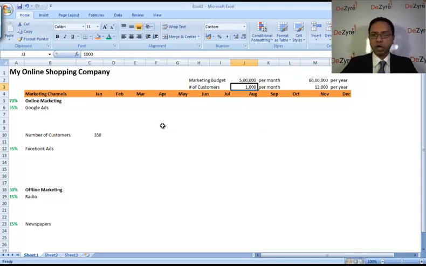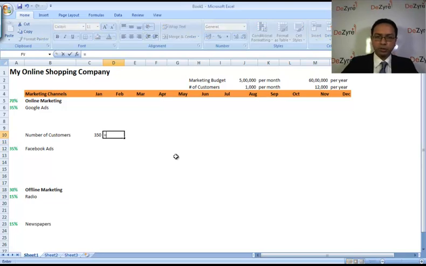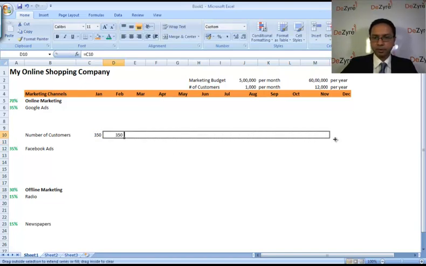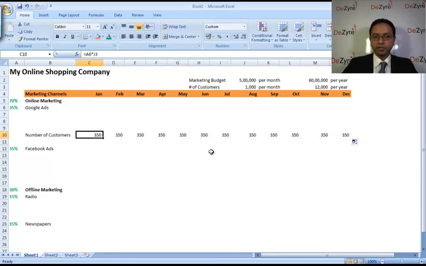Obviously in real life it's not so simple. You might have increasing targets every month, but for the sake of understanding the template, we'll just say they're all equal. So to make the same number, I just say equal to, point to the previous cell, and then I just drag the formula. So number of customers you want to Google Ads is 350 every month. All right.